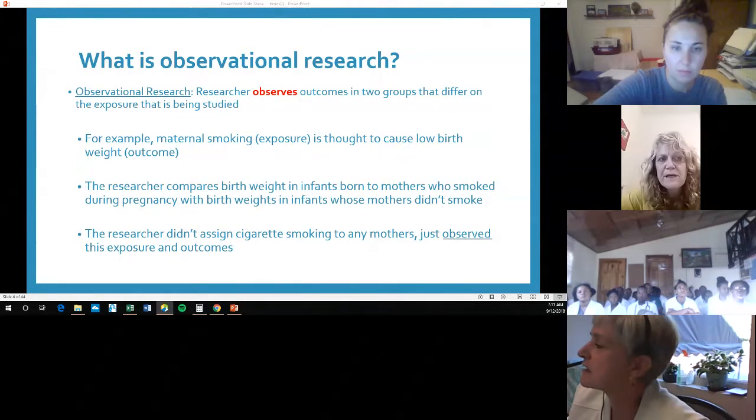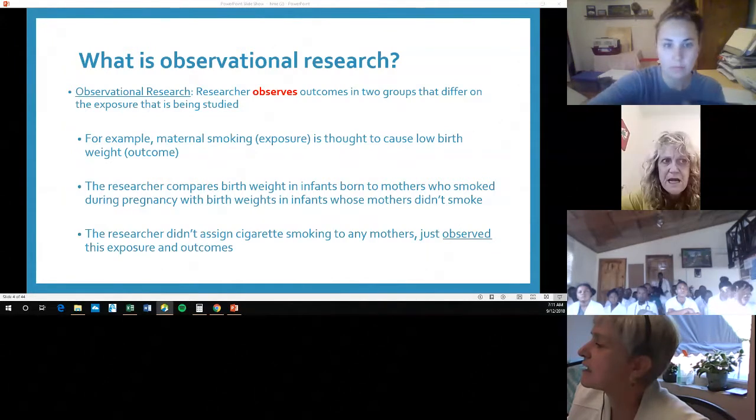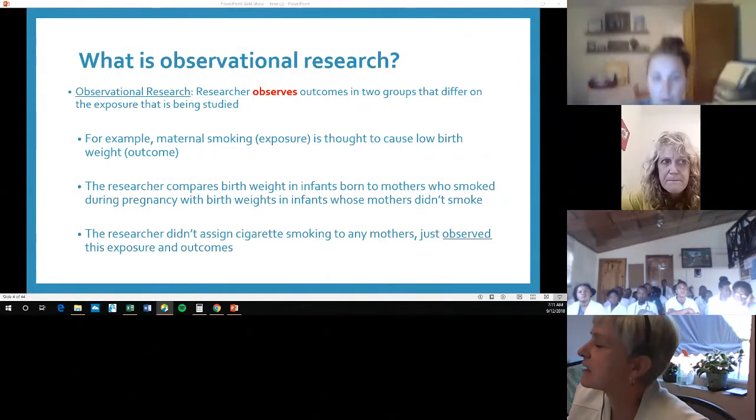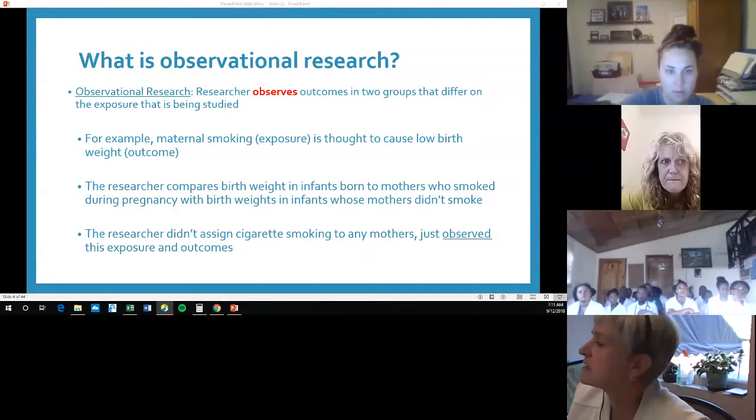An example is if we think maternal smoking, which is the exposure, might cause low birth weight in the offspring, which is the outcome. Bon, par exemple, si on croit que le tabagisme de la mère, ce qui est l'exposition, cause un faible poids à la naissance chez l'enfant, et ça c'est l'effet ou le résultat.